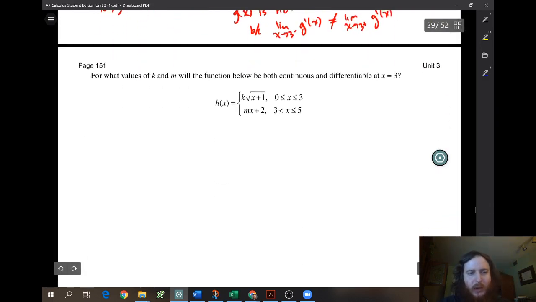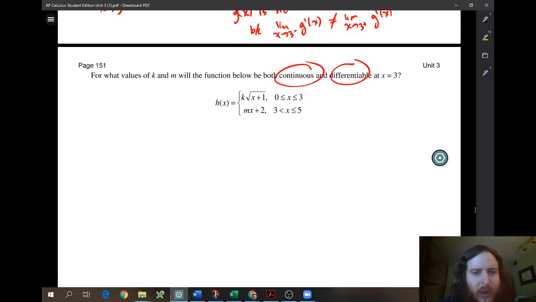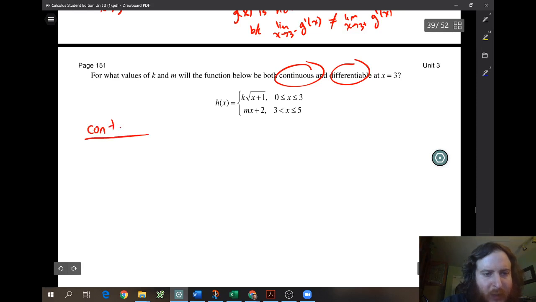Okay. Next question. These are a little bit tricky, but they're very, very common on the AP exam. Sometimes they'll say both continuous and differentiable, and sometimes they'll only say differentiable. We'll talk about that in the next question. But we're always going to do these the same way. So in order to make k and m continuous at x equals 3, and I always kind of split this up, what would have to be true is these two sides would have to be equal, right? If those are equal, then we're going to get continuous.